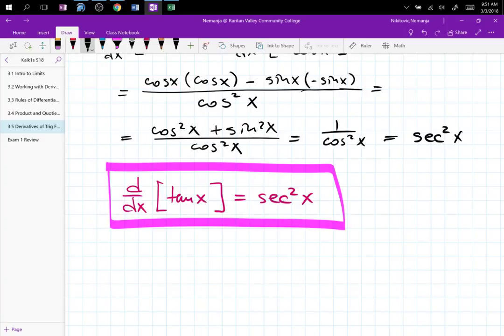So since this was so much fun, what is the derivative of cosecant x? What are you supposed to write for cosecant? 1 over sine, good.